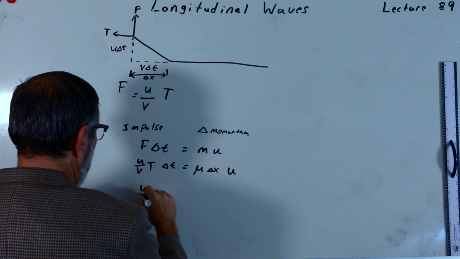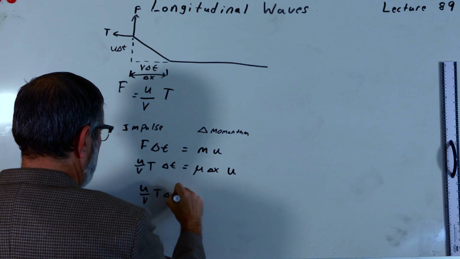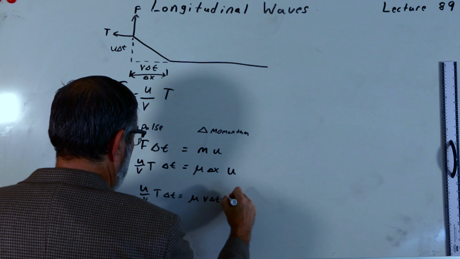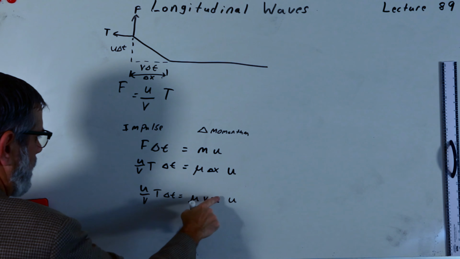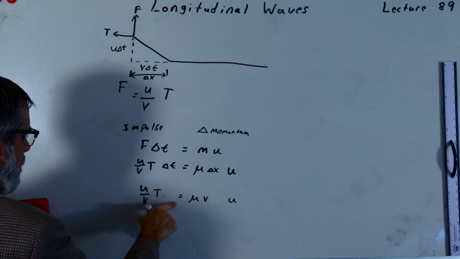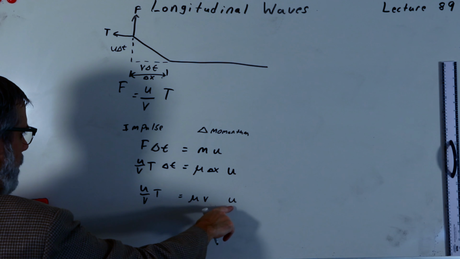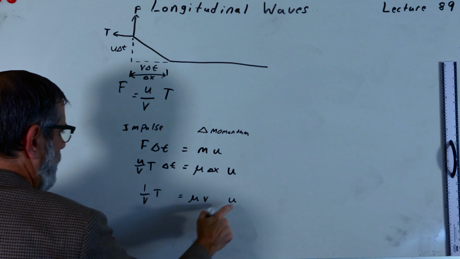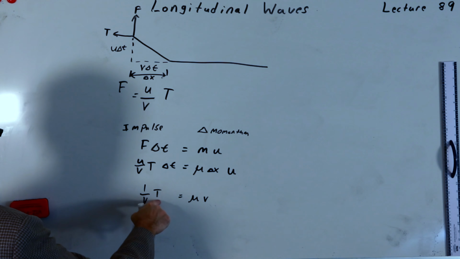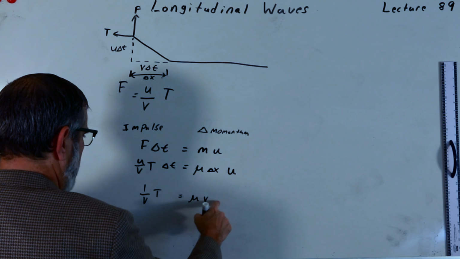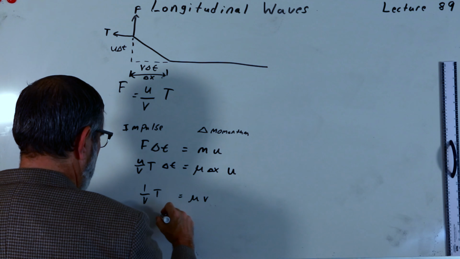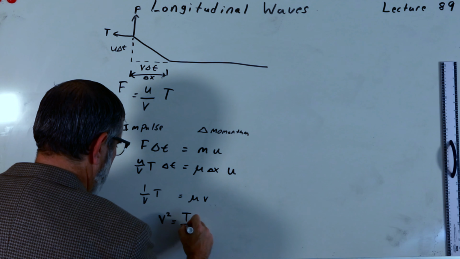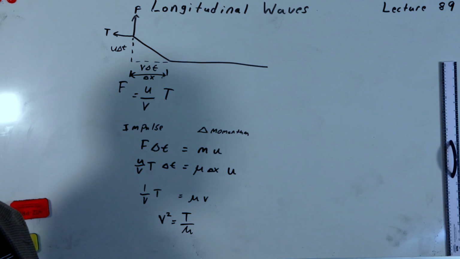So I have u over v times t delta t equals mu, delta x is v delta t times u. Delta t's will cancel, right? Because they have the same time interval. Also, the u's will cancel. I have u on this side, I have u on this side, so I can get rid of that. It's 1 over v. And I'm left with 1 over v times t equals mu v. So multiply both sides by v, will give me v squared. And so I'll get that v squared is equal to t, the tension, divided by mu, the linear density.